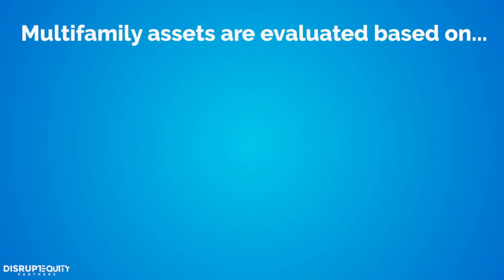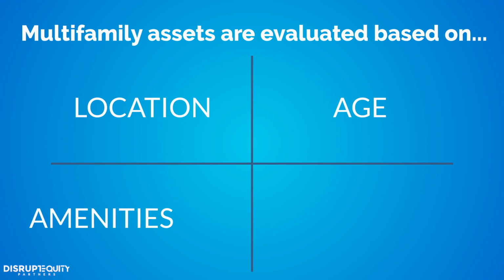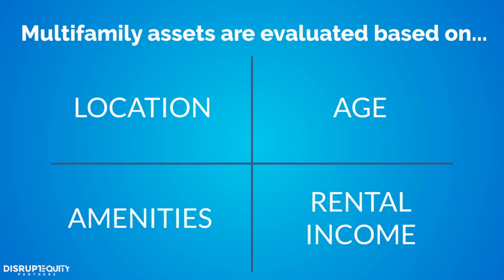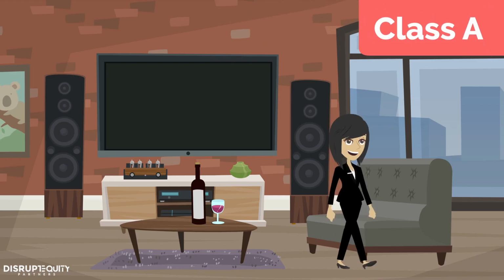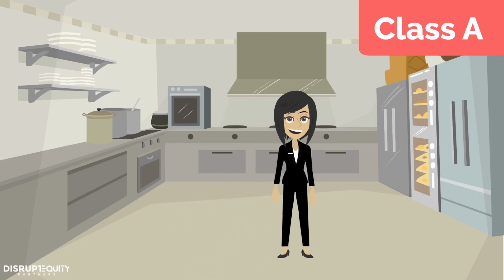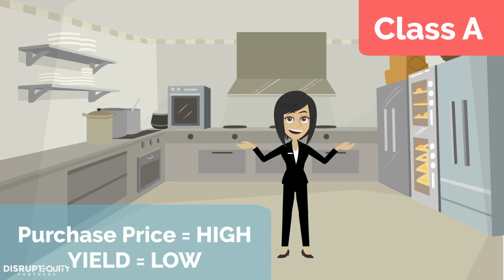Derek explains that multifamily assets are evaluated based on their location, age, amenities, and their level of rental income. Derek tells Jane that Class A apartments represent the newest and most luxurious complexes, where the purchase price is high and the yield is low.